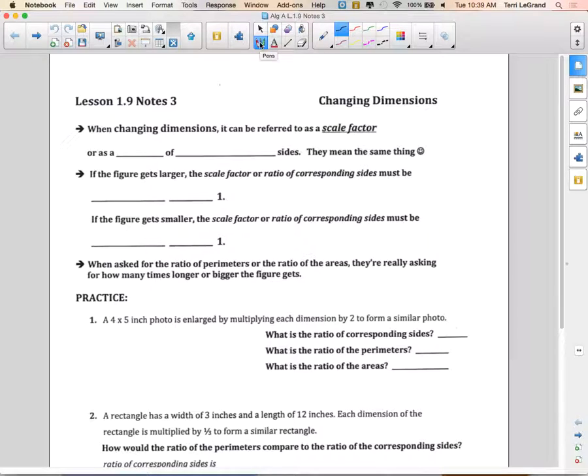Okay, so we have the same learning goal. I can determine the effect of applying scale factor when we apply scale factor to the dimensions. What does that do to the perimeter, and what does that do to the area? That's what we're going to work with today.